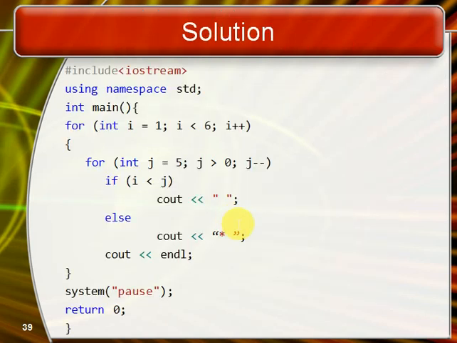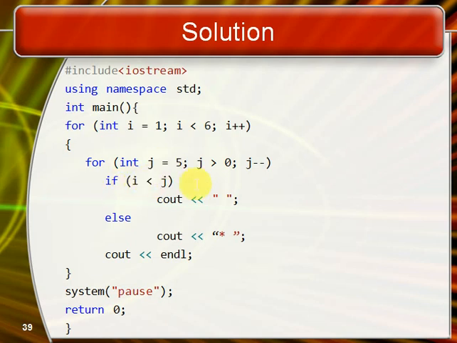Its program is: include iostream, then using namespace, then the main function, then its outer loop that is iterating from 1 up to 5, then its inner loop. Remember that we have 5 rows, that's why the outer loop is executed up to 5 times, and the first printable character is the 5th character, that's why we have started the inner loop from 5.